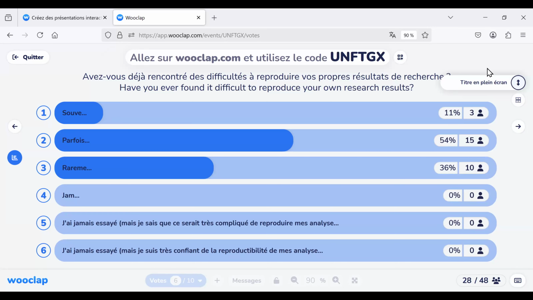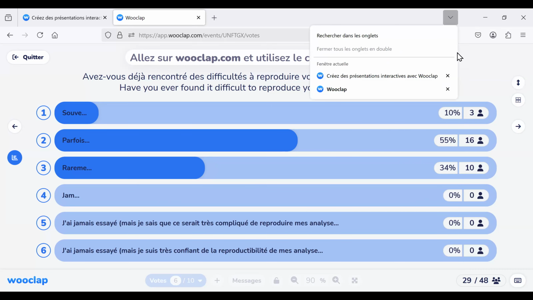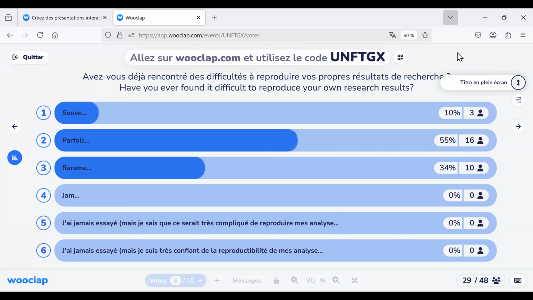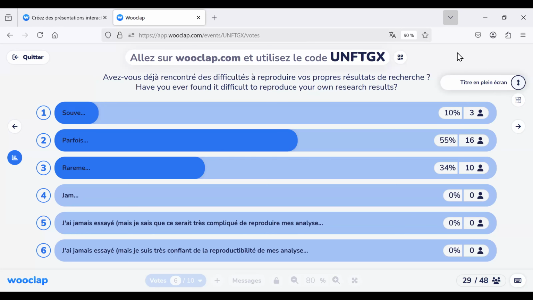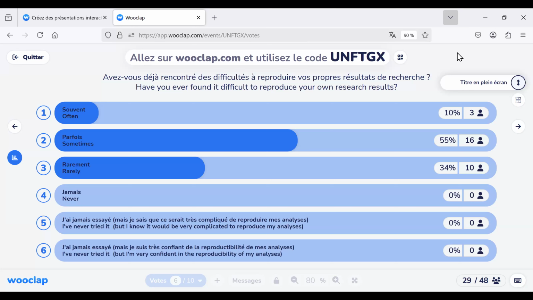Ouais. Je vais faire un zoom out pour voir mieux, mais supplémentaire. Comment on fait ça? Ah, pas mal.